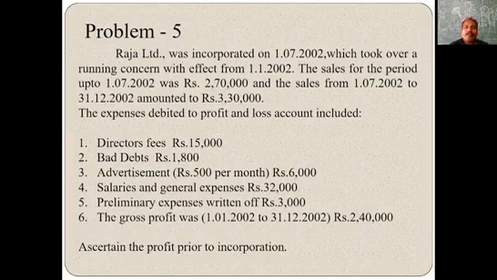Right? So then the expenses debited to profit and loss account included director fees 15,000, bad debts 1,800, advertisement rupees 500 per month. So generally advertisement is allocated on the basis of sales ratio, but here they are given rupees 500 per month. So based on that we will allocate. Then salaries and general expenses 32,000, preliminary expenses written off rupees 3,000. Gross profit for 1/1/2002 to 31/12/2002 was 2,40,000, and we need the net profit prior to incorporation. So the expenses we should allocate based on those ratios.